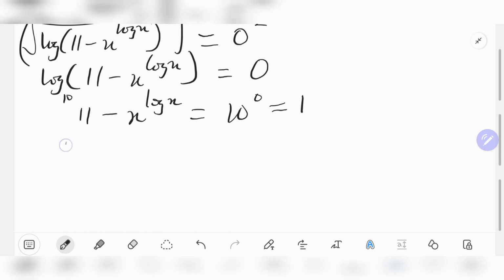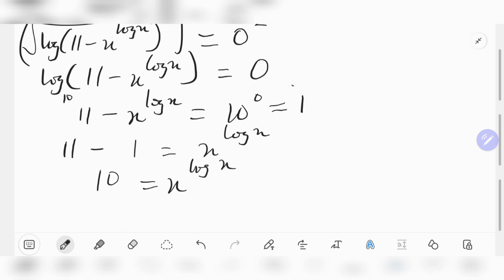All right, so you can get 11 minus 1 equals x to the power of log x. That is bringing this 1 to the left hand side and then sending the x power log x to the right hand side. So 11 minus 1 is 10, so 10 equals x power log x.